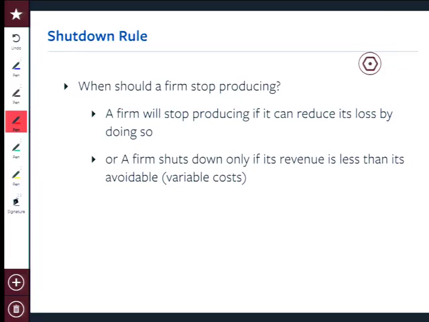Because once I know what isoquant I'm on, that's Q star, then I just look at my isocost line and figure out what the tangency is, and I know what the optimal input combination is. Done. Well, there's one more little wrinkle.